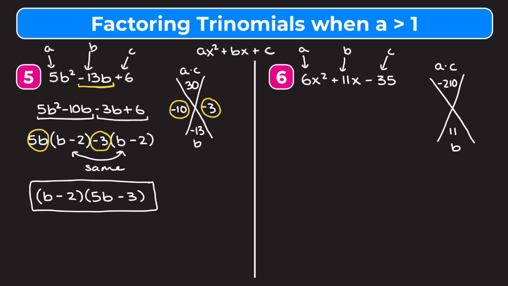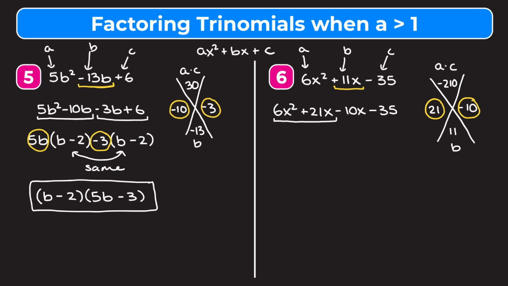And now we need two numbers that multiply to negative 210 that add to positive 11. And if you take a second and think about that, we should get positive 21 and negative 10. So now what we want to do is split our middle term of positive 11x into two terms with 21 and negative 10 as the coefficients. So we're going to have 6x squared plus 21x minus 10x minus 35, and now we are going to factor the first two terms separately and the second two terms separately.